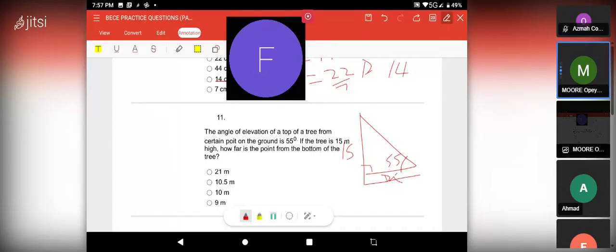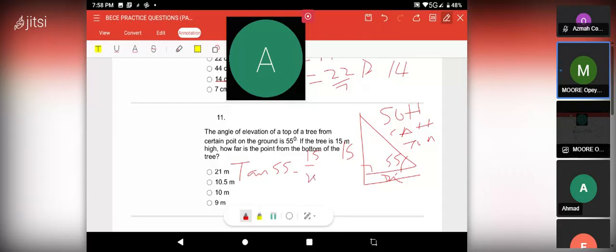So you are going to use SOHCAHTOA. Who can remind us which of them we are going to make use of to find the distance? Toa. TOA is opposite over adjacent. So we say tan 55. Opposite is 15 and adjacent is x.